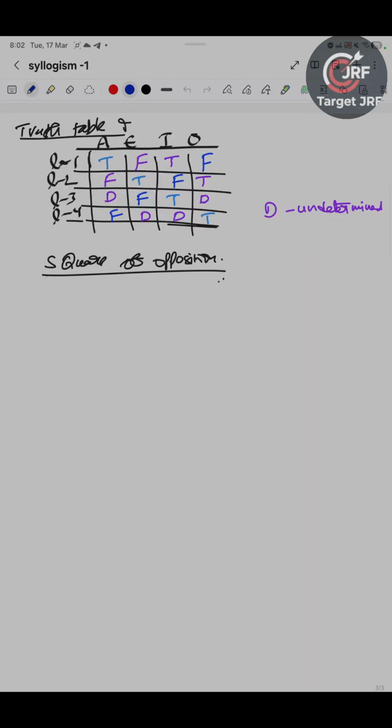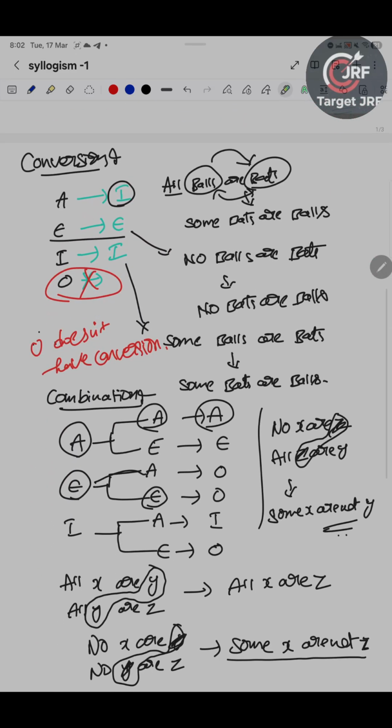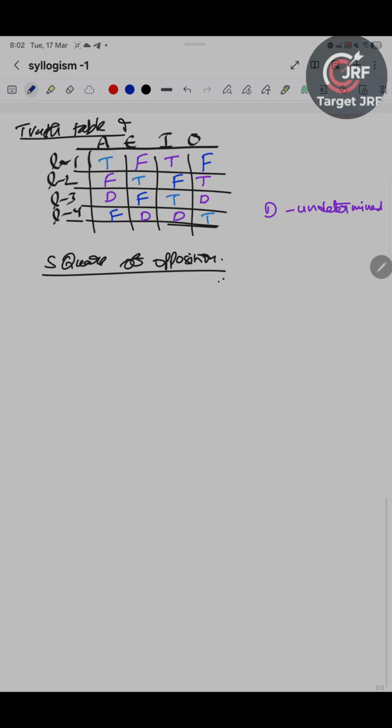So today we are seeing the other parts of syllogism. First we have seen already identification, conversion, combination, truth table. So till here we have seen already. Now the next one is square of opposition and its statements. That is what we will see in this video, square of opposition and its statements.